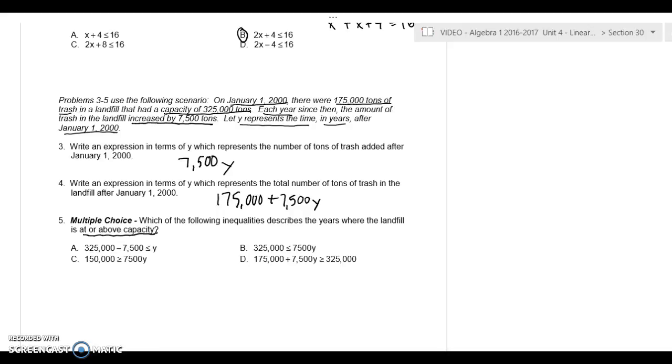It may be overflowing, or it may just be that it's not a number that we really want to be above, but in this case we are. So we want that inequality that shows that we're at or above. So that would be, to me, a greater than or equal to relationship. So we're going to take our expression 175 plus 7500y and find out where it's greater than or equal to 325. And there it is. Choice D.